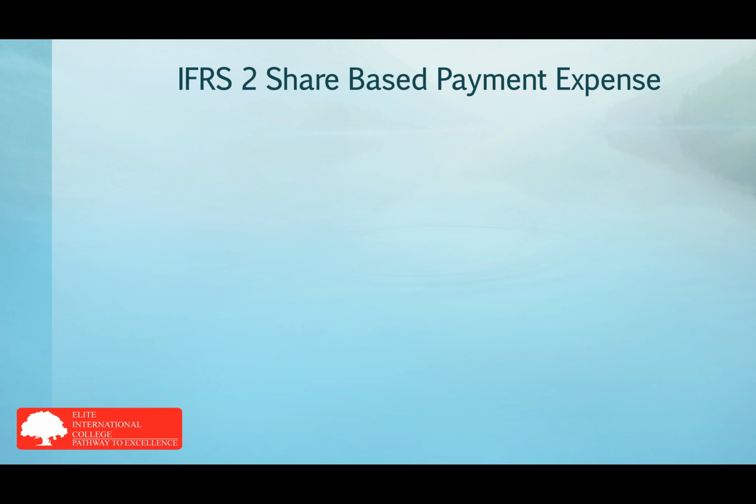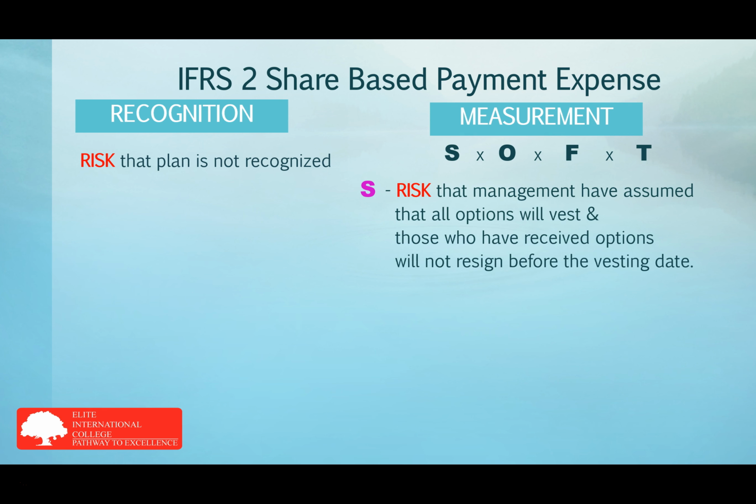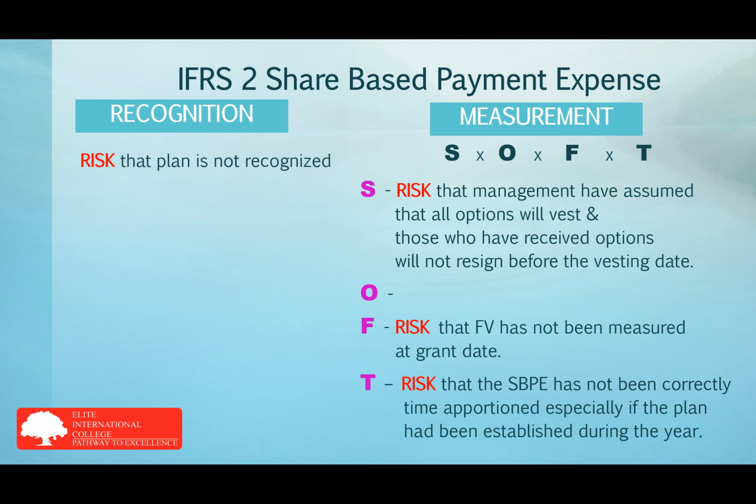So what are all the possible risks when a company issues share options? On recognition, there's the risk that the plan is not recognized. On measurement, there is a risk that management have assumed all options will vest and those who have received the options will not resign before the vesting date. For O, there are usually no risks here because the options have already been granted at an earlier date. F, risk that the fair value has not been measured at grant date but measured at some other date. And T, the risk that the share-based payment has not been correctly time apportioned, especially if the plan had been established sometime during the year.